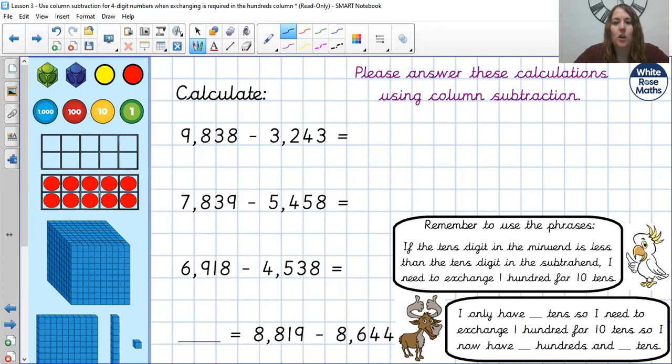Please again answer these using column subtraction, and remember to use those phrases by Colin and Coco if it helps you. Good luck and off you go.